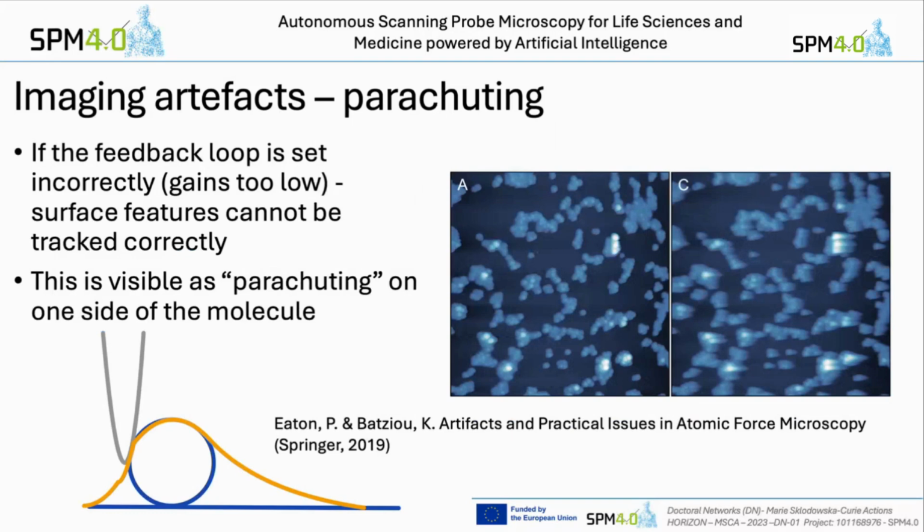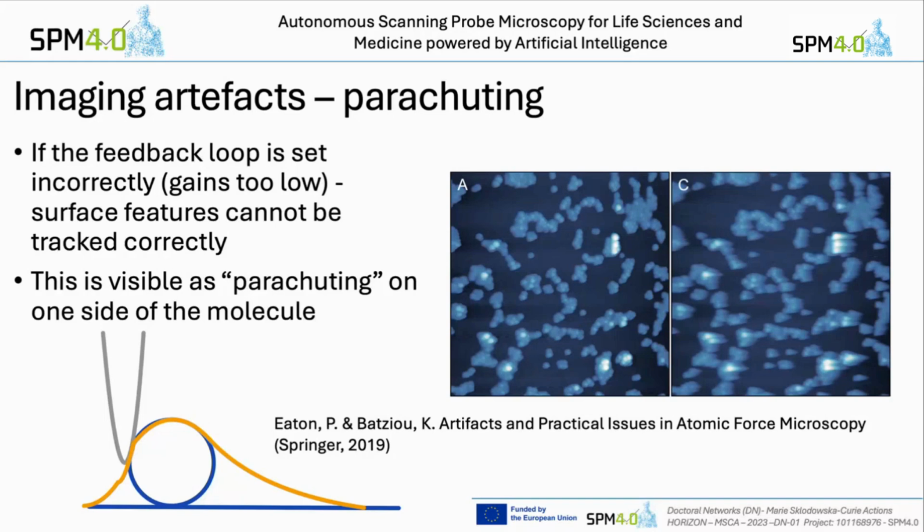We also have effects such as parachuting. If we set the gain too low, it demonstrates this quite nicely here, as the tip is moving over an object, it doesn't quickly come back into contact with the surface. So it can go over an object and then it starts very slowly responding. And it gives these sort of elongated features within our sample.